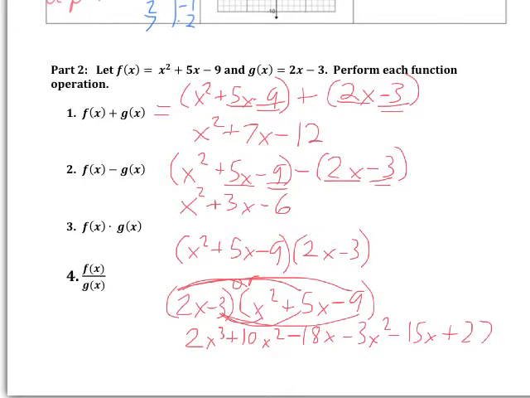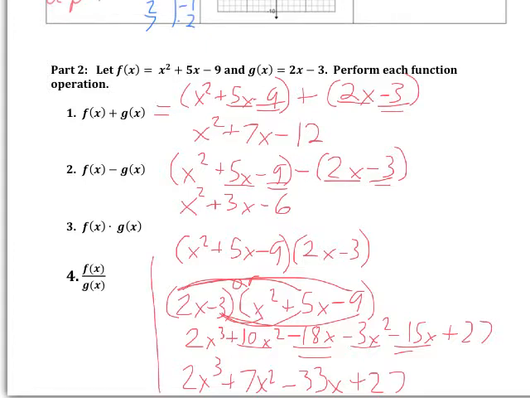And there we go. So now we've got a bunch of like terms to combine. 2x cubed does not have a partner, but this one and this one go together. That makes a 7x squared. We have a minus 18x and a minus 15x. I think that's negative 33. And finally the 27, and that's the end of that problem.